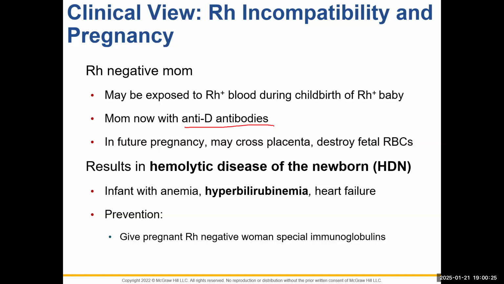So we have a solution for that, and we give pregnant women these immunoglobulins. It's called RhoGAM. Folks, they usually give it as a shot to the mom. It gives mom these special immunoglobulins, so it helps to prevent this type of situation from happening. Because if we start destroying the red blood cells of the baby, you can get what's known as hemolytic disease of the newborn.